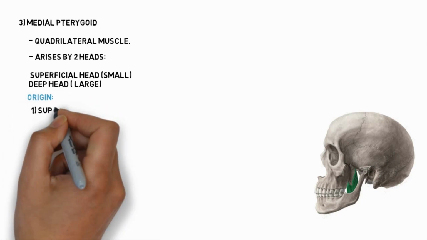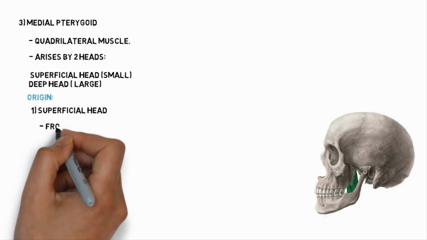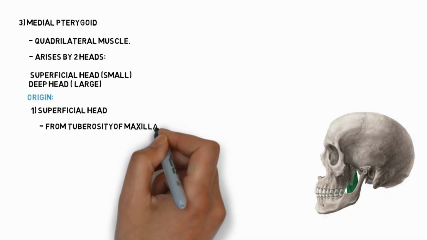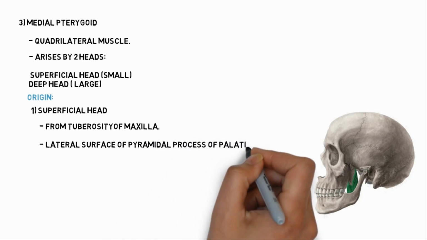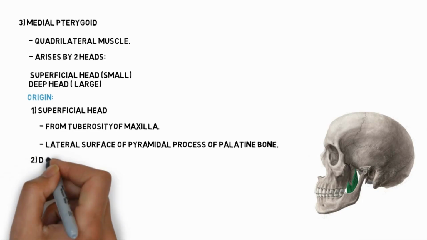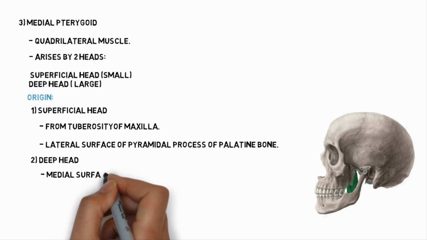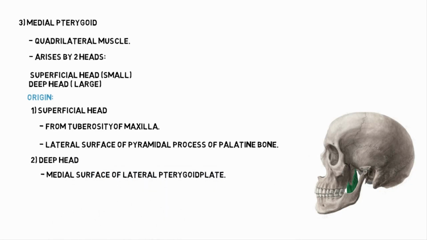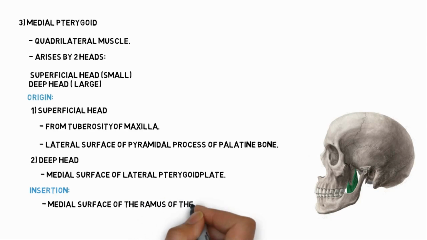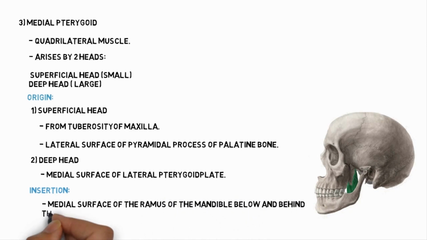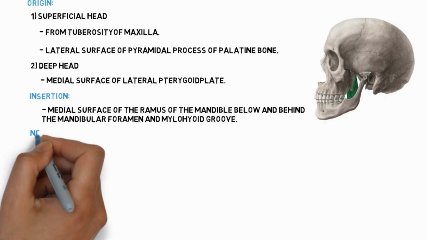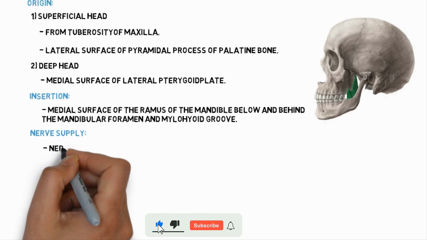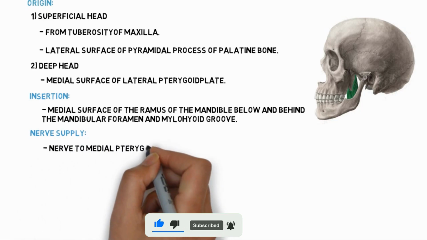Coming to the origin, the superficial head originates from the maxillary tuberosity and the lateral surface of the pyramidal process of the palatine. The deep head of medial pterygoid originates from the medial surface of the lateral pterygoid plate. Coming to the insertion, medial pterygoid is inserted at the medial surface of the ramus of the mandible below and behind the mandibular foramen and mylohyoid groove. Coming to the nerve supply, it is supplied by the nerve to medial pterygoid, which is a branch of the mandibular nerve.